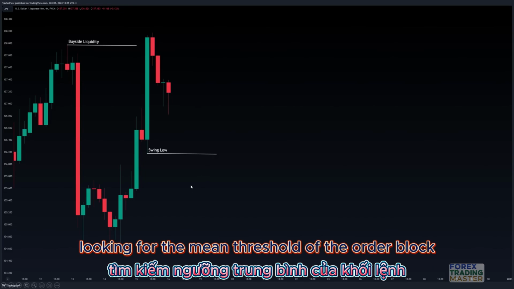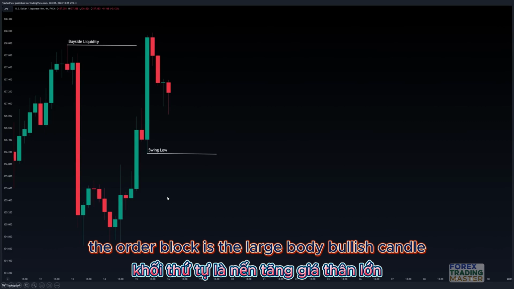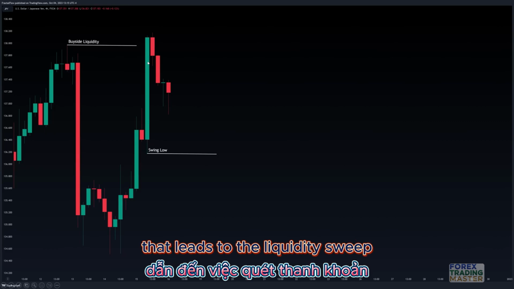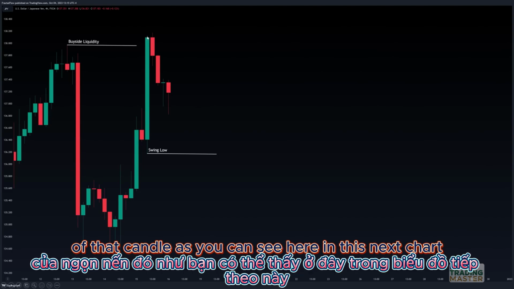This time, we are looking for the mean threshold of the order block. In this situation, the order block is the large body bullish candle that leads to the liquidity sweep. The mean threshold is the 50% Fibonacci retracement from the open to the close of that candle, as you can see here in this next chart.